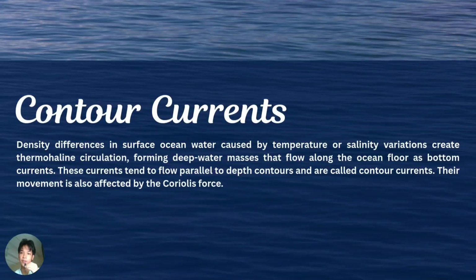Contour currents are deep, bottom-hugging rivers of water that flow along the ocean floor. They are created by density differences in seawater known as thermohaline circulation, which causes dense water masses to sink and flow. These currents move parallel to the depth contour of the seafloor, and their path is influenced by the Coriolis effect. As they flow, they are powerful enough to redistribute fine sediments, creating large sediment drifts and shaping the deep sea environment.